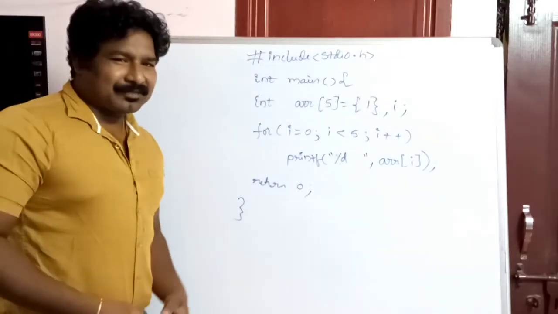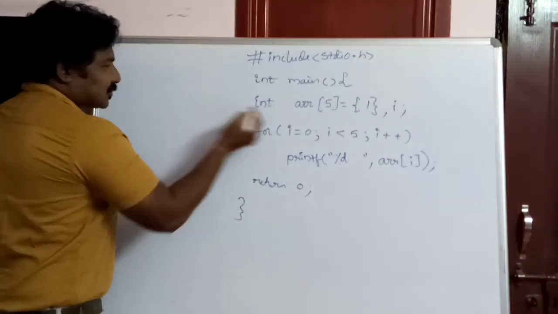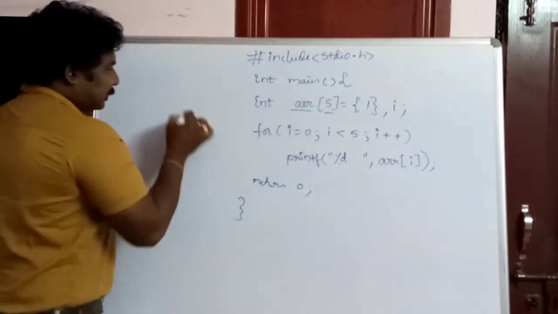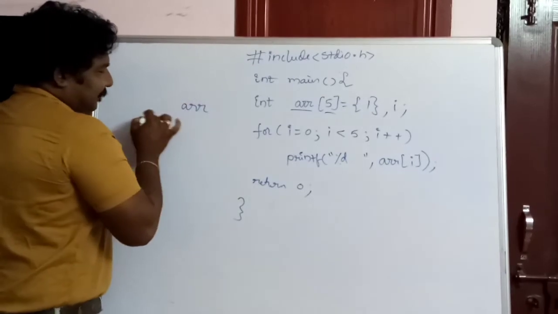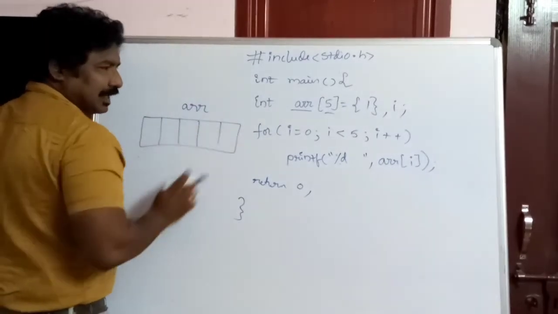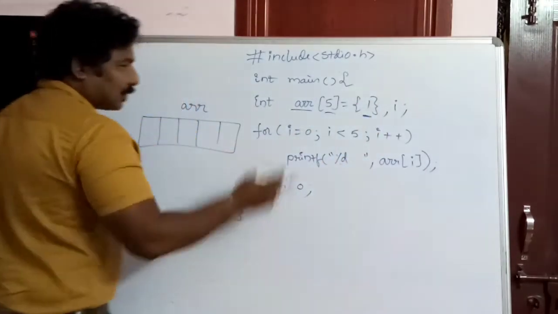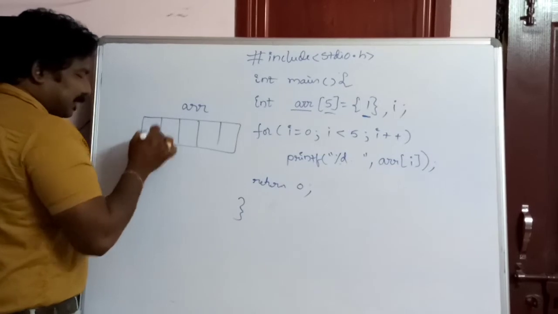This is another example, friends. So just look at this code. Here we have declared an array of size 5. So ARR is an array with the size 5. There are 5 elements that will get stored, but we have initialized it with only a single value. That means that single value will be kept here.